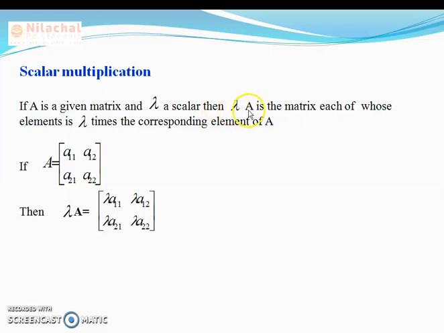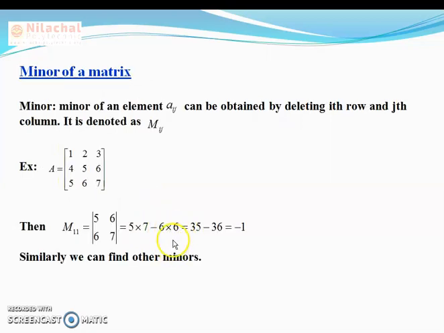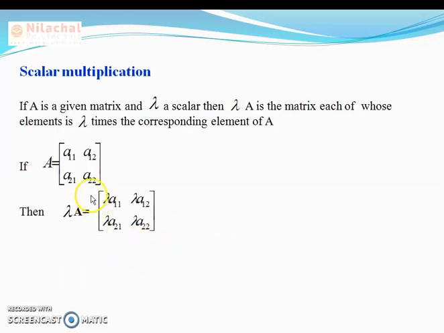Okay. So then lambda A is the matrix each of whose elements is lambda times the corresponding element of A. That is, if A equals A11, A12, A21, A22, then lambda A equals, this lambda will be multiplied with each element: lambda A11, lambda A12, lambda A21, lambda A22. Similarly, for a particular example, if we take A equals, suppose 1, 2, 3, 4, and lambda equals 2, 2A equals how much? That 2 will be multiplied with each element.